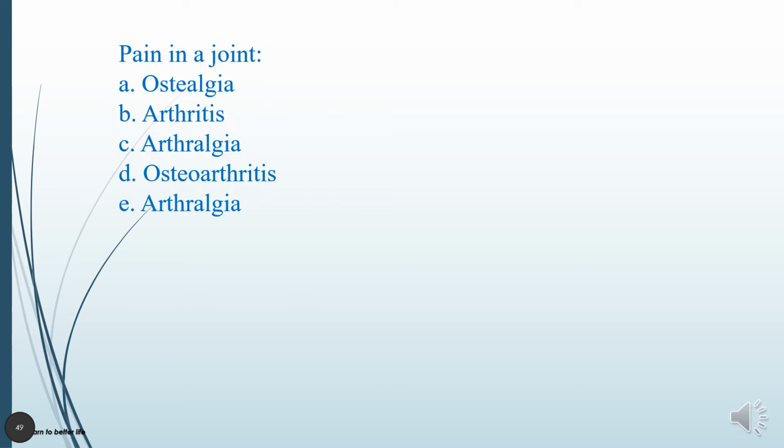Pain in a joint is? A. Ostealgia. B. Arthritis. C. Arthralgia. D. Osteoarthritis. E. Arthralgia. The answer is C. Arthralgia.